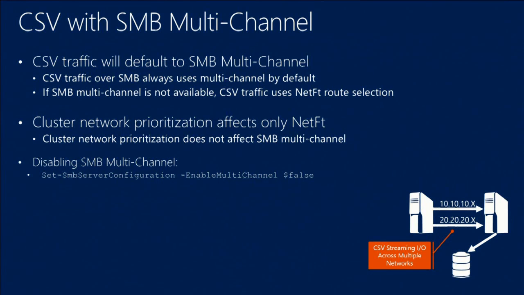So it prefers to send traffic over RDMA NICs, then NIC team NICs, and then the higher speed ones. If SMB multi-channel is not available, the CSV I/O that is still being sent over SMB uses NetFT to send the traffic. So the same network prioritization that I just talked about would be used for Cluster Shared Volumes if you disable SMB multi-channel. It's not recommended. SMB multi-channel is enabled by default, but should you find a need to disable it, then the CSV I/O would be sent over NetFT, which has its own prioritization logic.